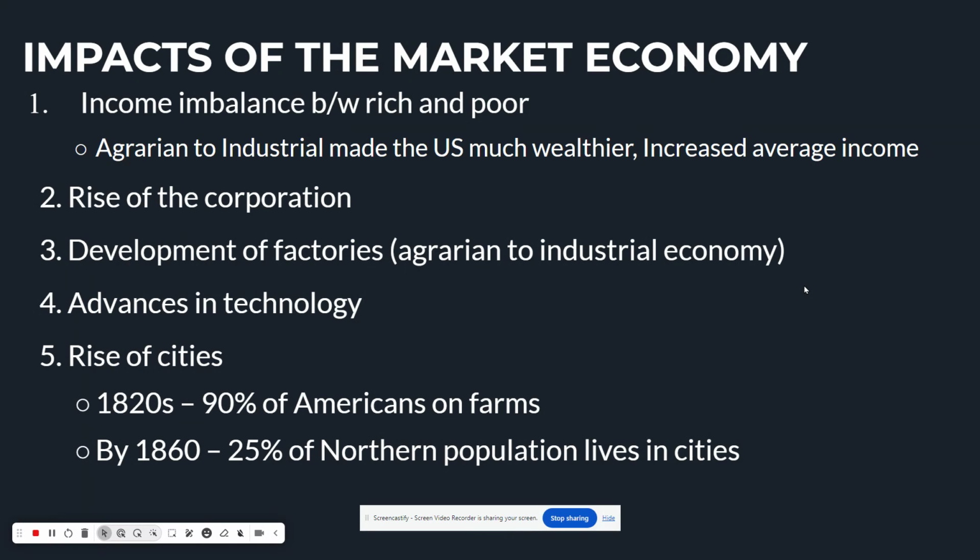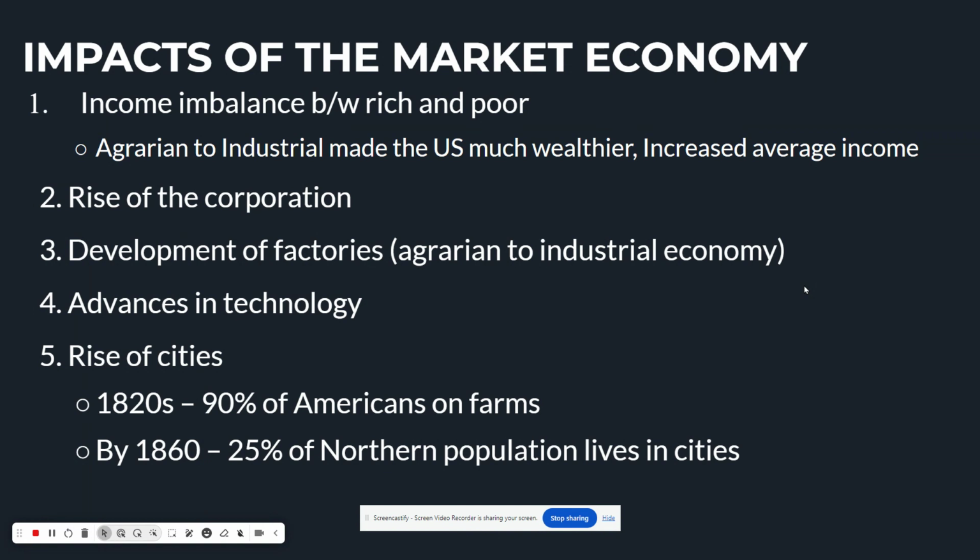Finally, we have the major impacts of the market economy. We'll be discussing this further in this unit, but there is a growing income imbalance between the rich and the poor. There's a difference between the agrarian, the farmers in society, and those who make wage labor. However, there is a general average increase in income. We also have the development of the corporation, of large businesses that have the ability to raise capital, or money, that is needed to build the factories. There's a lot of upfront costs before you can be reaping a profit.